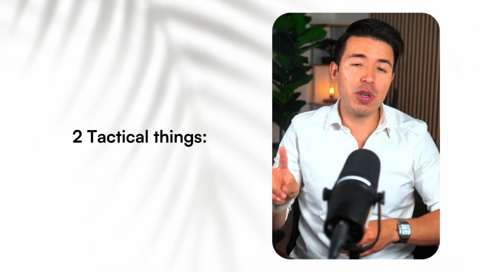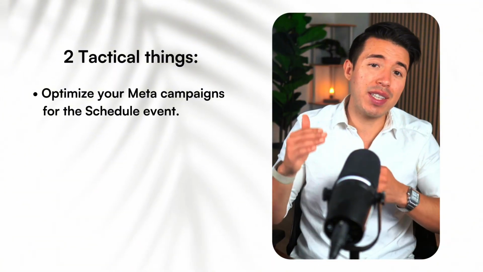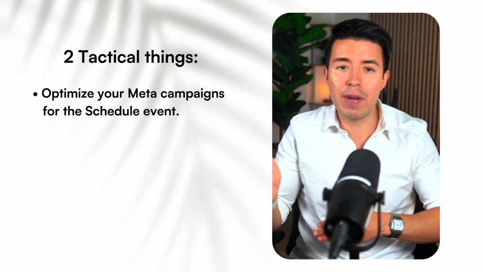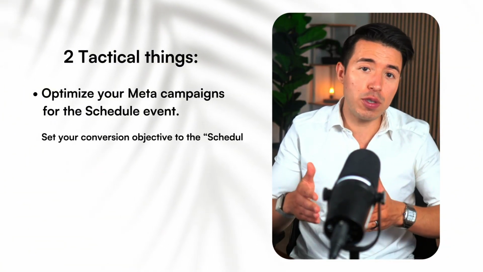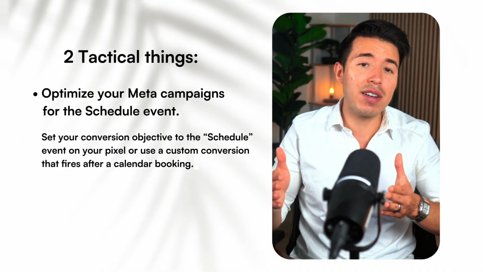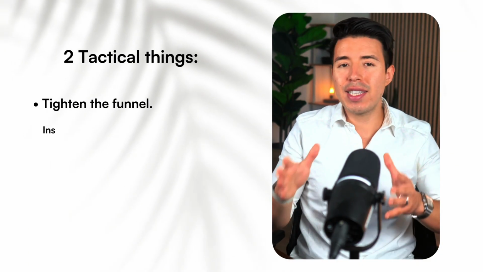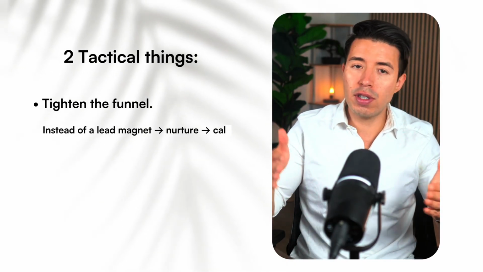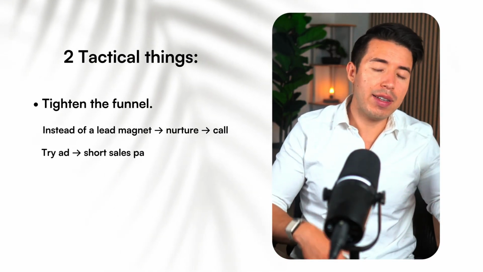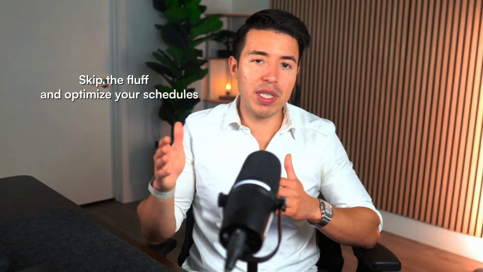And that means 2 tactical things. 1, optimize your Meta campaigns for the schedule standard event on Meta. Set your conversion objective to the schedule event on your pixel, or you can always use a custom conversion that fires after a calendar booking. And number 2, tighten the funnel. Instead of a lead magnet to a nurture to a call, try going from your ad to a short sales page to a calendar booking page. Skip the fluff and optimize for schedules.